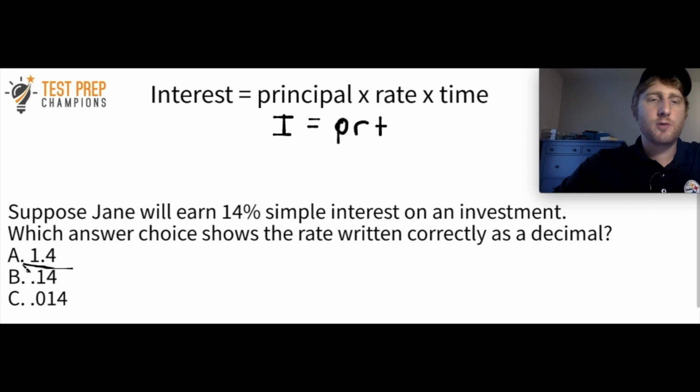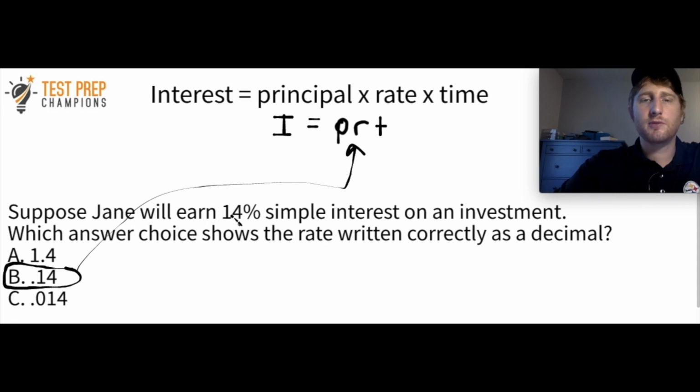And in this case, 14% would be 0.14. If you were going to do the calculation, what you would be plugging into the formula for R would be 0.14. Now, you're not going to get a question on the test that looks exactly like this, which answer choice shows the rate written correctly as a decimal. But you have to do this skill every time you do a simple interest question. You're going to find that rate and write it in terms of a decimal for plugging it into the equation.